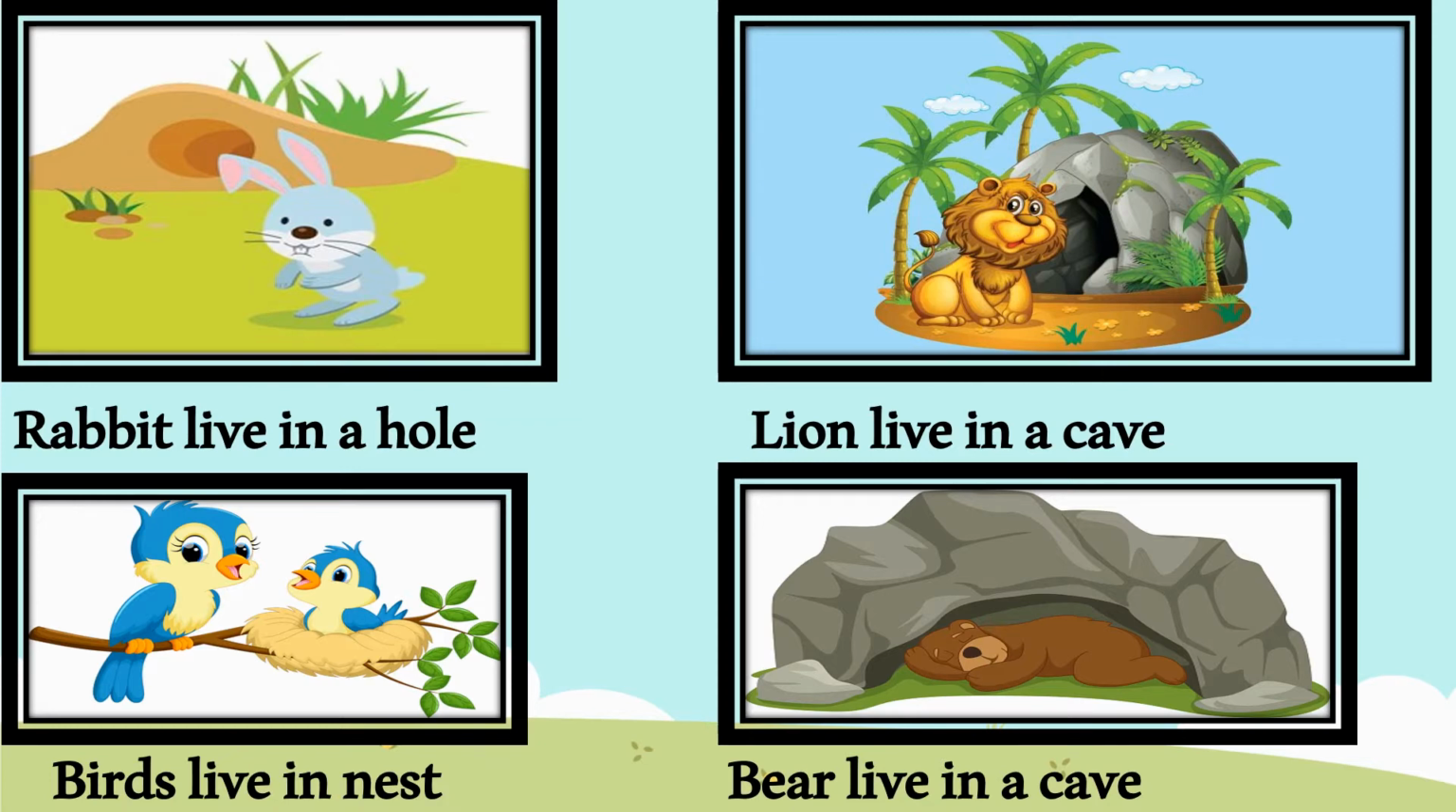So, my first example is rabbit. Rabbits live in a hole. See here children, in this picture you can see it easily. Next, lion. Lions live in a cave. Next, third picture, birds. Birds live in a nest. Next, bear. Bears live in a cave.